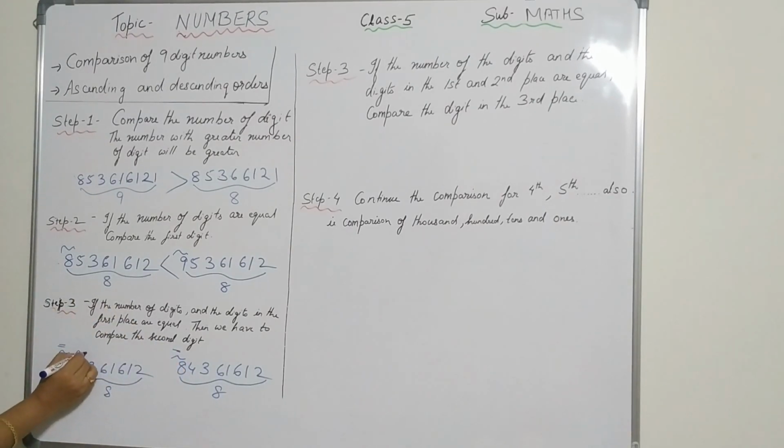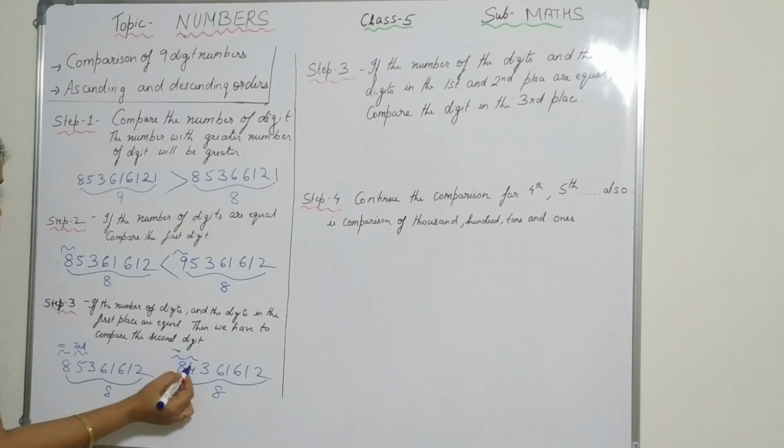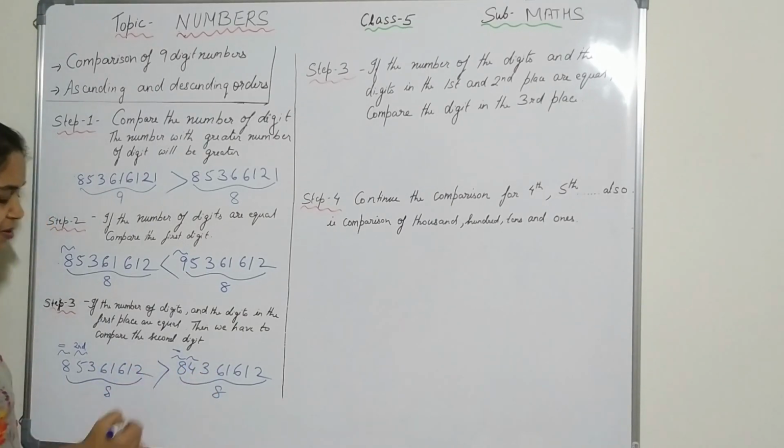Now compare the second digit. Now the second digit comes into the picture. Here 5 is greater than 4. So what happens over here? Then the number 8 5 3 6 1 6 1 2 is greater than 8 4 3 6 1 6 1 2, like this.